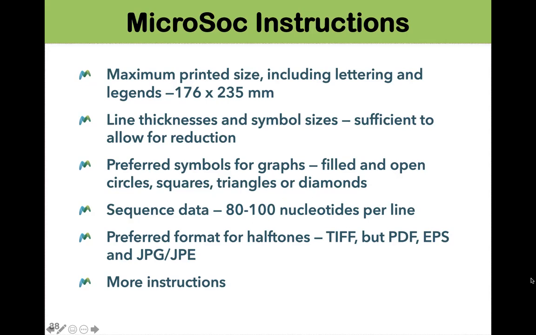If you're providing sequence data, it will tell you 80 to 100 nucleotides per line so that they can print it and it would look nice. And what kind of format they want, TIFF, JPEG, whatever. You just have to check the journal and see what the instructions are.